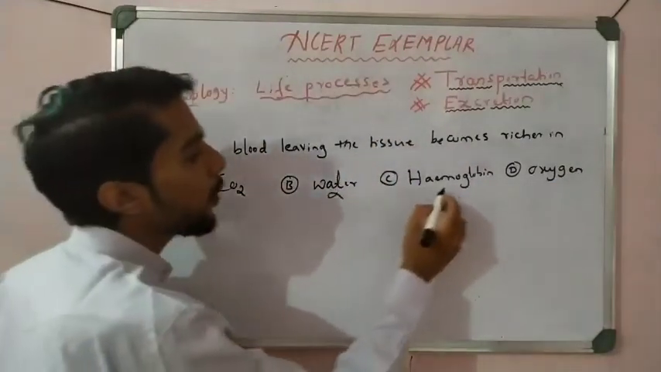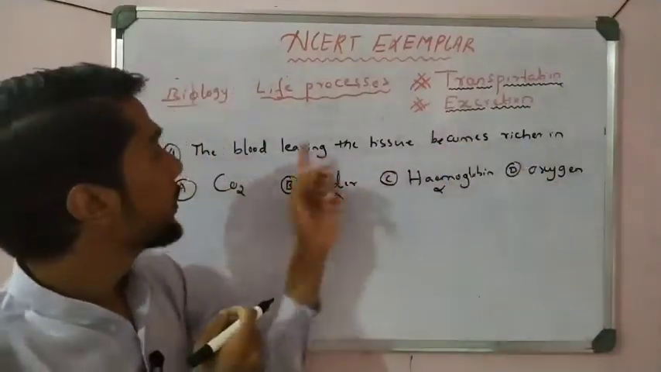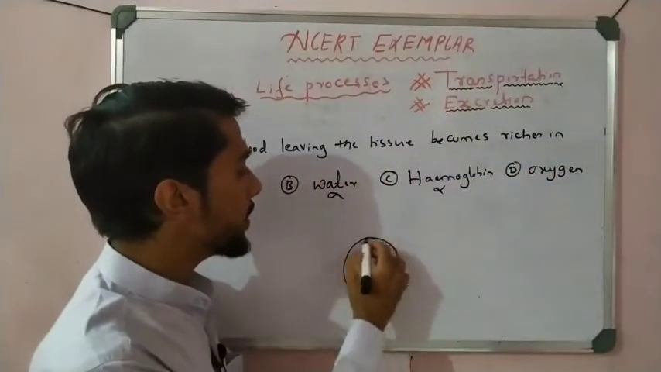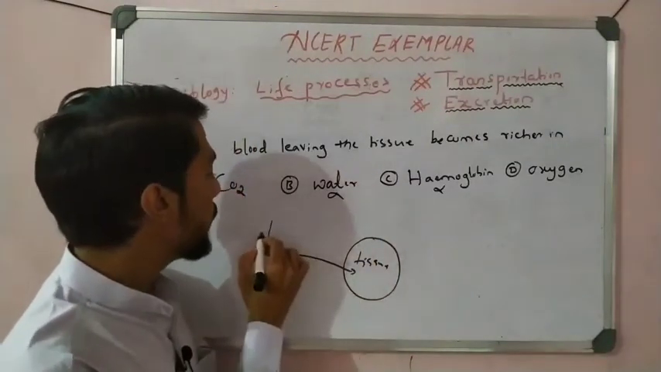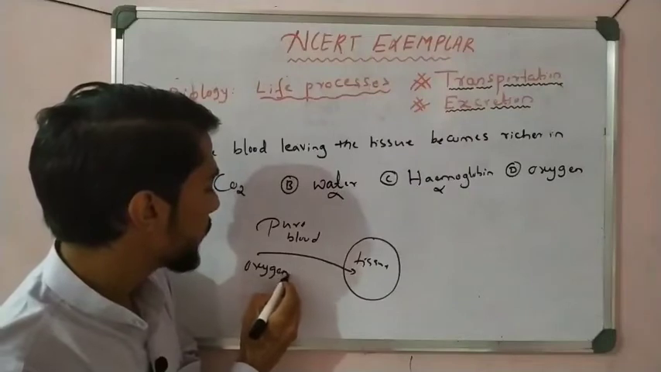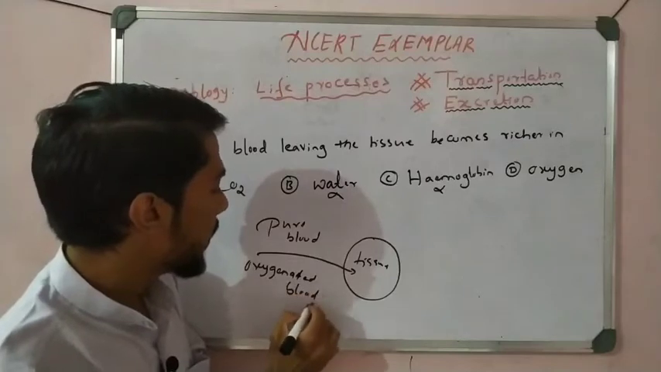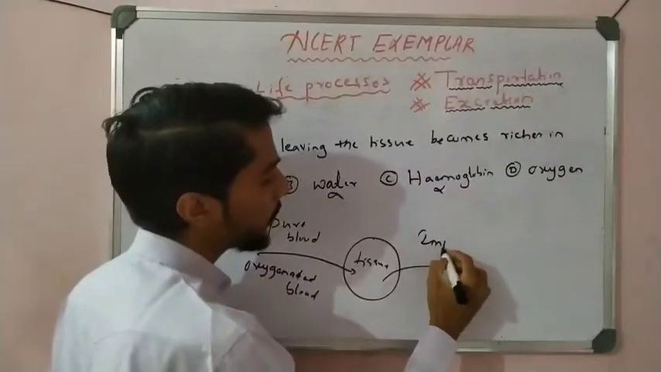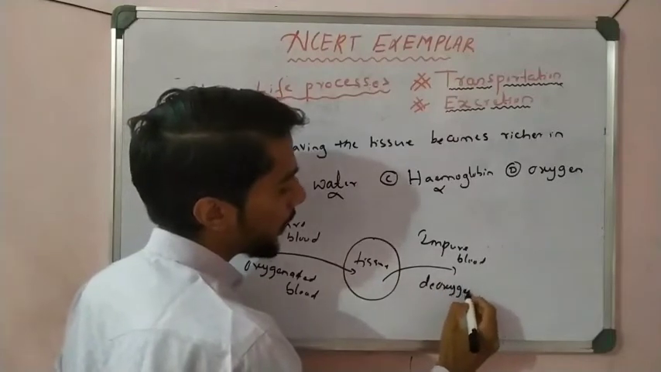Water and hemoglobin are not possible. The question is: the blood leaving the tissue becomes richer in what? Imagine that is a tissue. The blood entering the tissue is called pure blood, or oxygenated blood. And the blood which is leaving the tissue, coming out from the tissue, is called impure blood, and it is called deoxygenated blood, right?